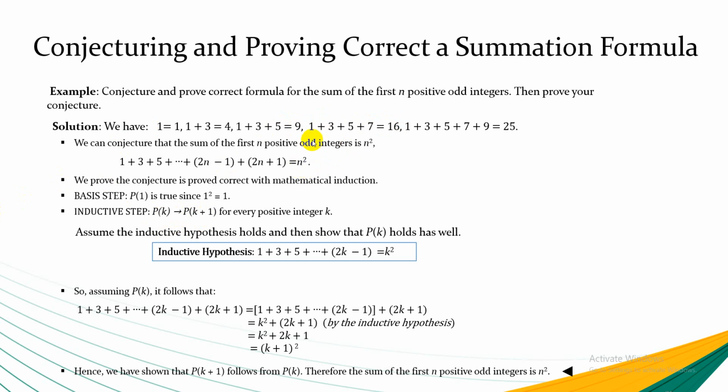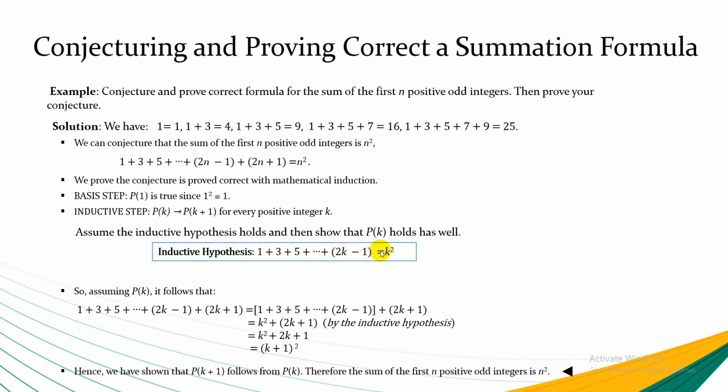We need to prove that the sum of the first k plus 1 odd integers should be equal to k plus 1 squared. So the inductive hypothesis is that the sum to k is equal to k squared. Now we need to show that the sum to k plus 1 should be equal to k plus 1 squared.